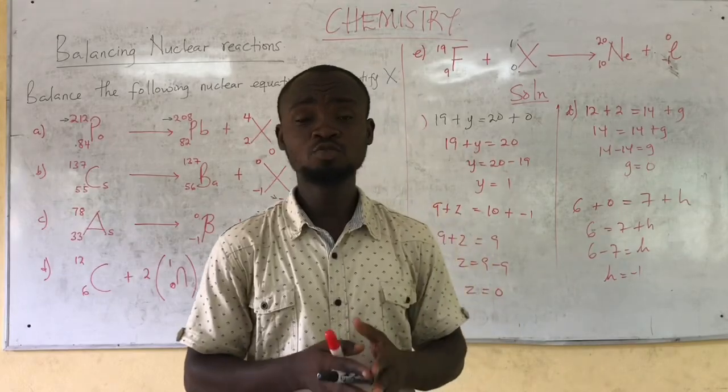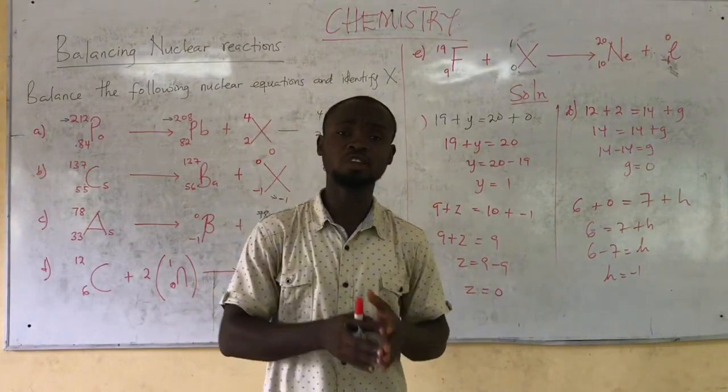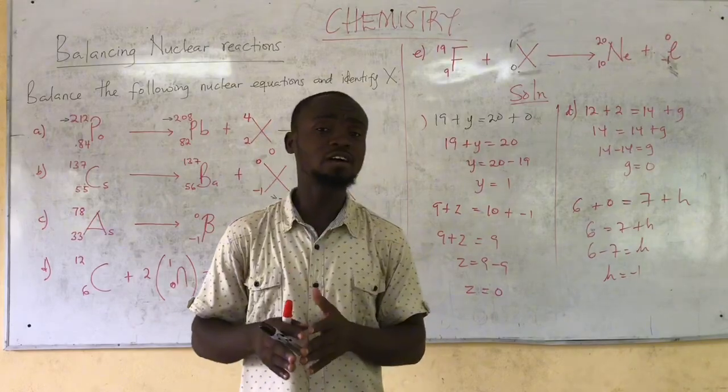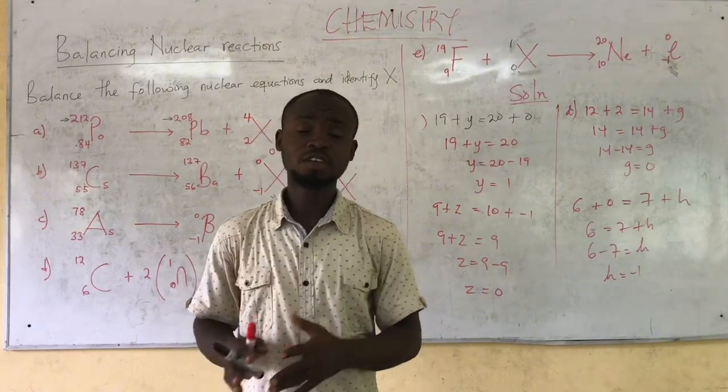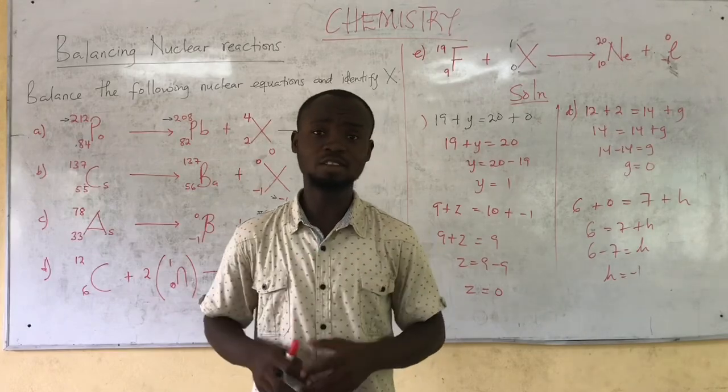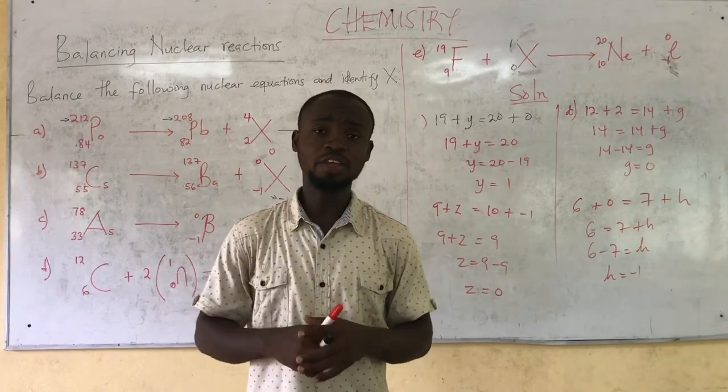Is that okay? So in balancing nuclear reaction, you have to make sure that the total mass numbers of the reactants must be equal to the total mass numbers of the product. Same applies to the total atomic numbers for the reactant, which must be the same as the total atomic numbers for the product as well.